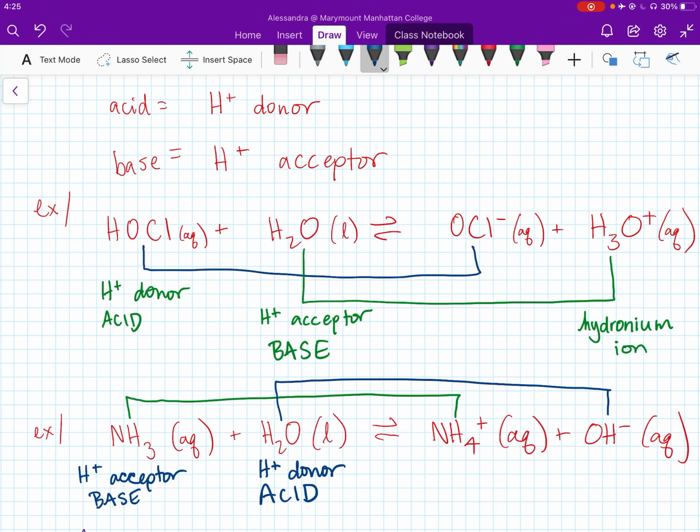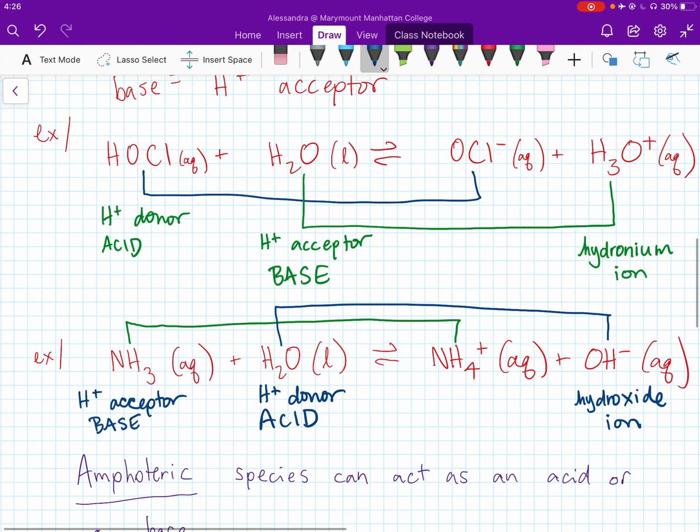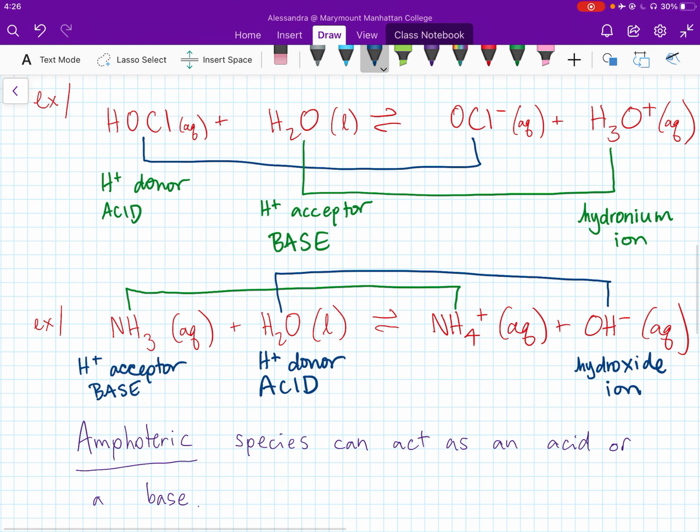Now, here, once again, since we have a base, instead of hydronium we're making hydroxide ions on the right side. And the hydroxide ion is notable because it's going to be the strongest base species in water. So here we are seeing in the first example, water interacting as a base. And in the second example, water is interacting as an acid.